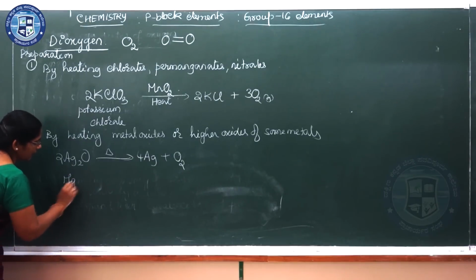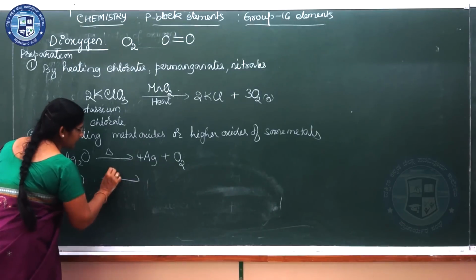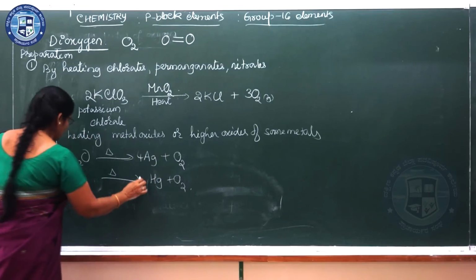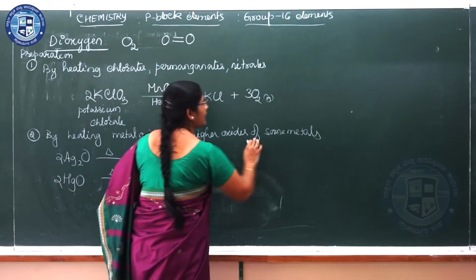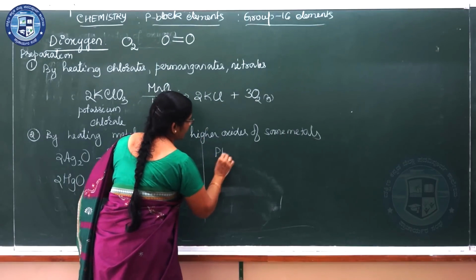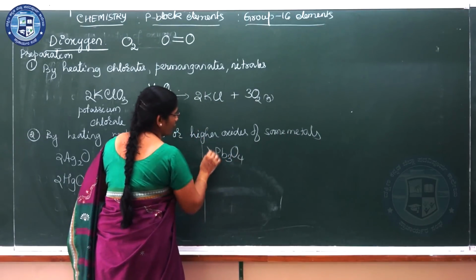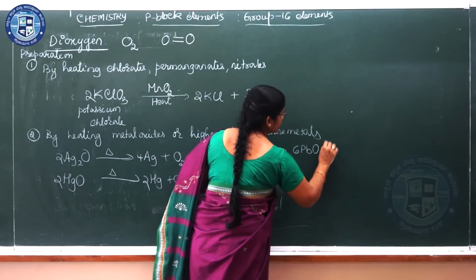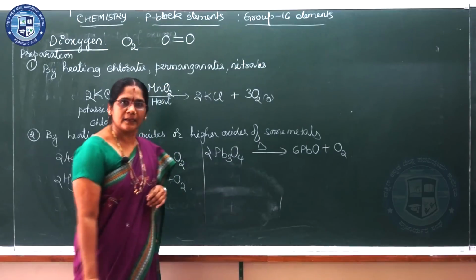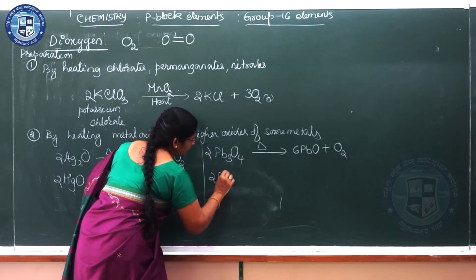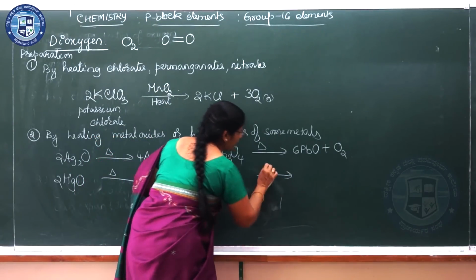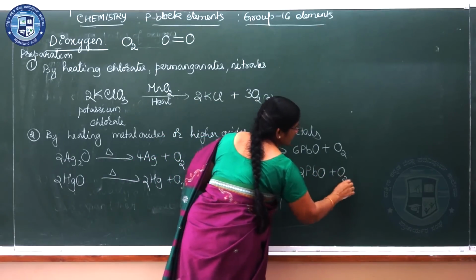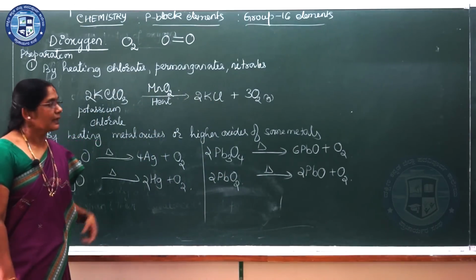In the same way, mercuric oxide on heating gives mercury plus oxygen. So these are unstable oxides. Or higher oxides of some metals, for example Pb3O4 on heating easily gives lead monoxide and oxygen gas is given out. In the same way, PbO2, lead dioxide, can also be heated to give monoxide of lead and oxygen gas. So these are some of the methods.